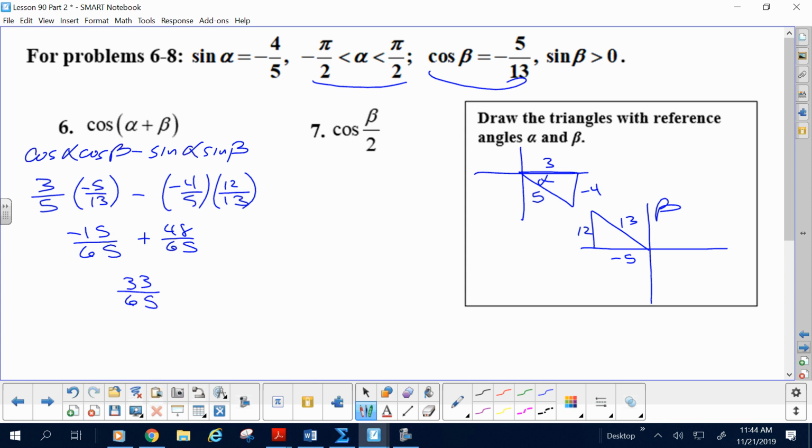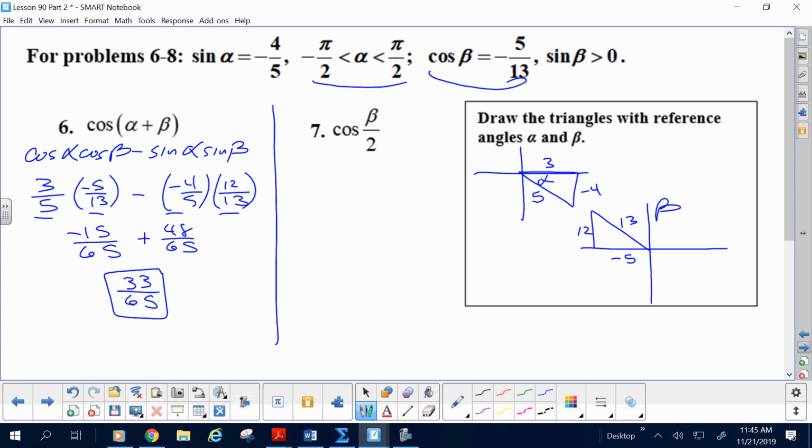You get 33 over 65. Okay, so you should have started with the identity for cosine sums. Use the picture to replace all four trig expressions. Give you a second to check your work. If you didn't get that answer, then check your four trig pieces. They should match mine. Let me know when you're ready to move on.